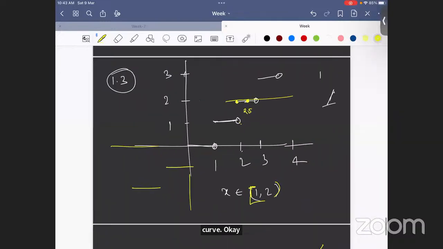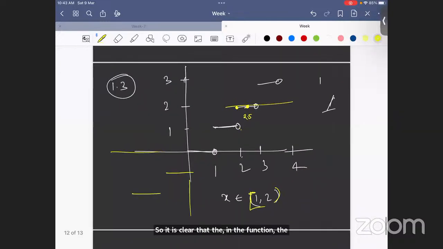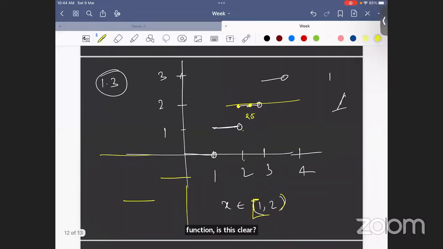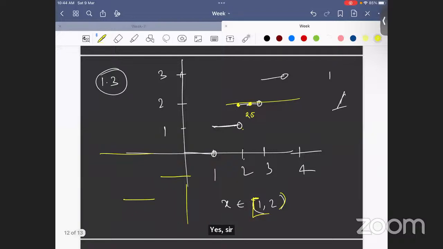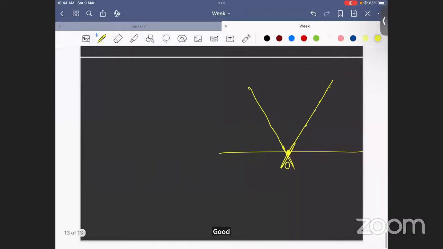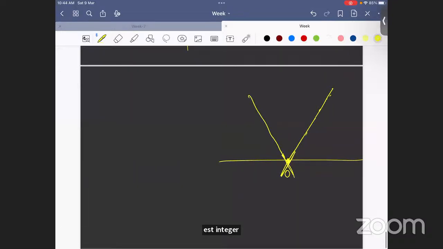Okay. So is this clear, the gradient function, the floor function? Is this clear? Yes, sir, except for one part. You said GIF. What was the GIF? The greatest integer function. Okay. So, sir, that means this floor function is applicable for decimal numbers.